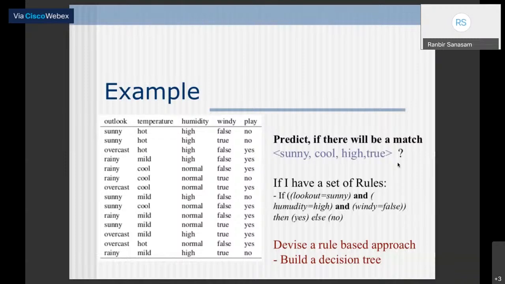Then for doing this, instead of using SVM and so on, let me try to come up with a rule. The rule is something like: if outlook is sunny and humidity is high and windy is false, then yes, there will be a match, otherwise no. We want to come up with such rules. Okay? So a decision tree will allow you to create such rules.